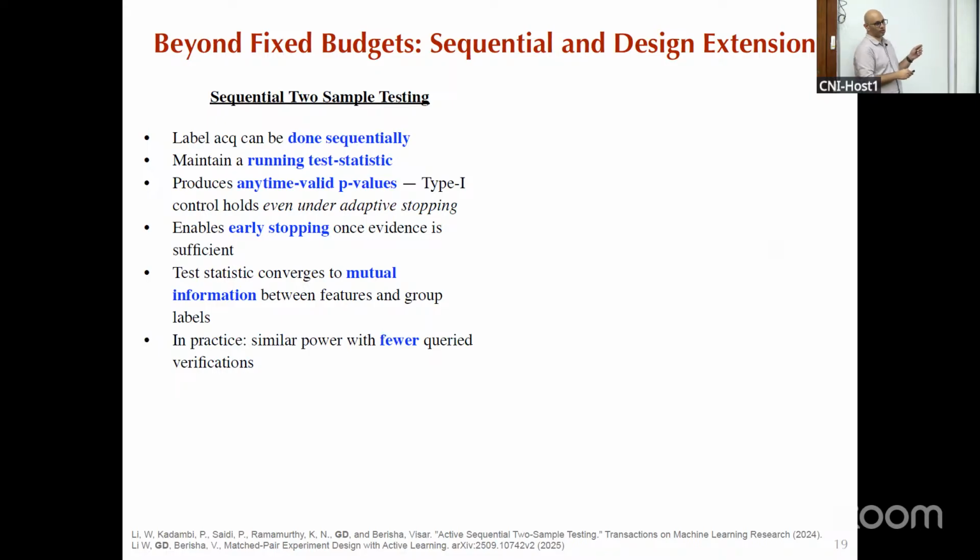The most crucial thing, especially from a practitioner's point of view, is that it enables early stopping, right? So if you want to stop the procedure because you're sure that either there's no chance these two distributions are different, or these distributions are clearly different, then you can stop soon. Another thing that's super nice is that the test statistic that we construct converges to the mutual information between the feature distribution and the group distribution, like the Z random variable I told you about, which is nice because it's an independence test. It naturally translates into a power statement, or consistency statement.